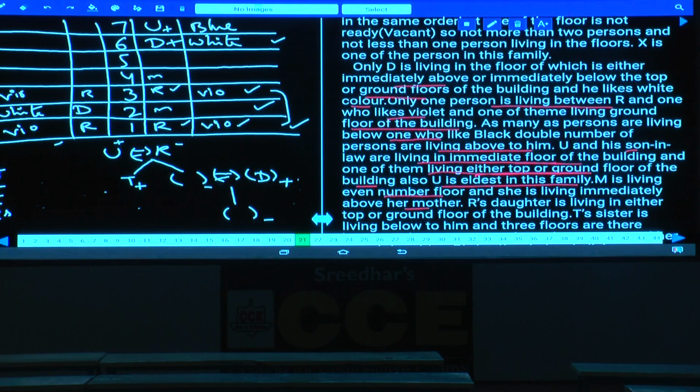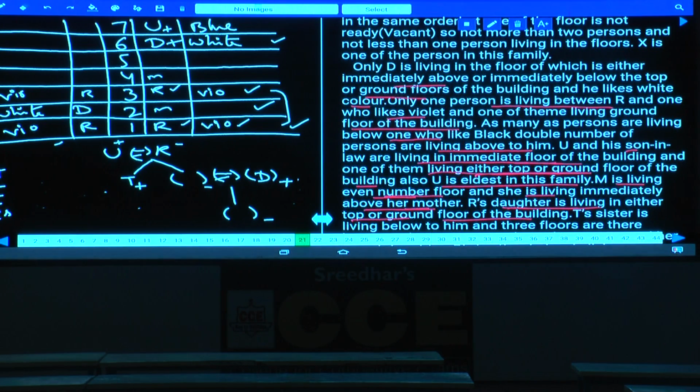M is living on an even number floor, and she is living immediately above her mother. That is R and M or R and M. R's daughter. Now we are talking about whom? R's daughter. R's daughter is living either on the top or the ground floor of the building. As R's daughter sits on either the top or the ground floor of the building, hence R cannot be on the first floor. Can you finalize this one or not? Because R's daughter is living either on the top or the ground.